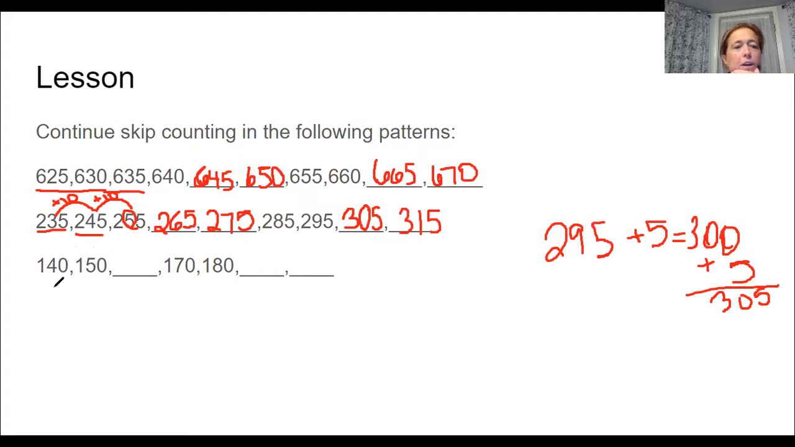All right, we have one more to go. This one starts at 140, it goes to 150. So we can see that the tens place goes from a 4 to a 5. So it must have gotten one set of 10. So 150, 160, 170, 180, 190, and then we go to 200.